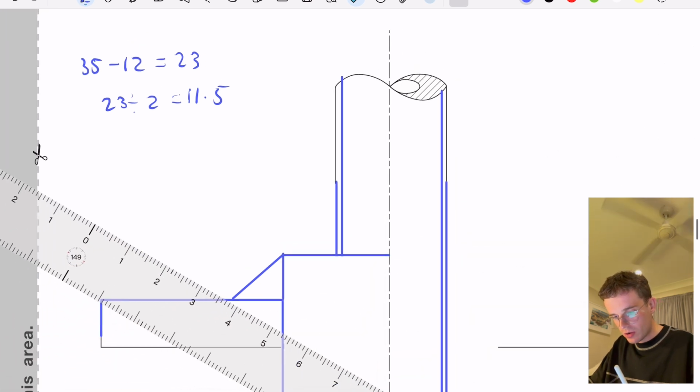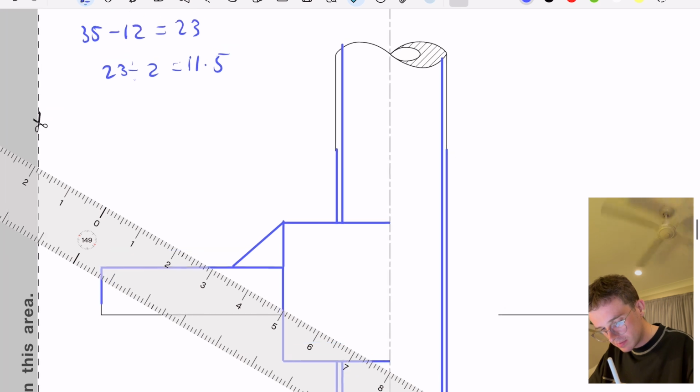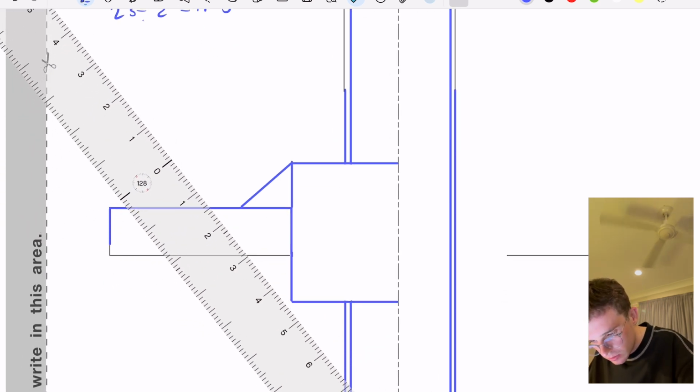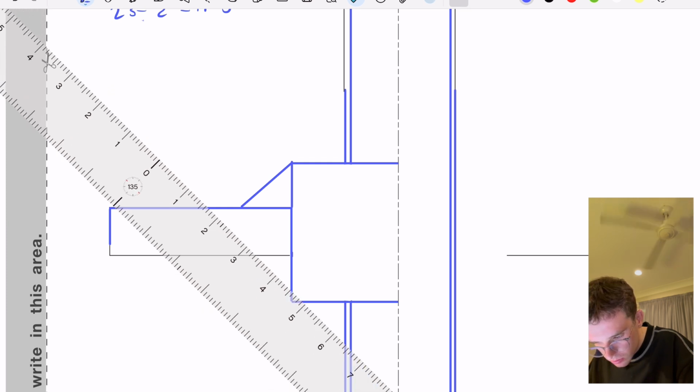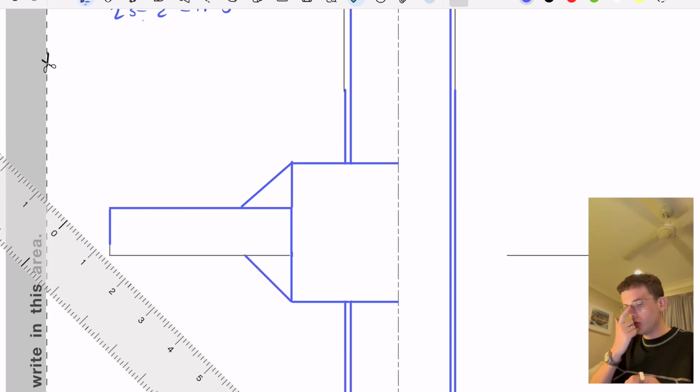And then we want to go a similar length. We're just going to pretend that this is 16. Rotate my ruler. That looks pretty good. Like that. Okay, that's good enough.